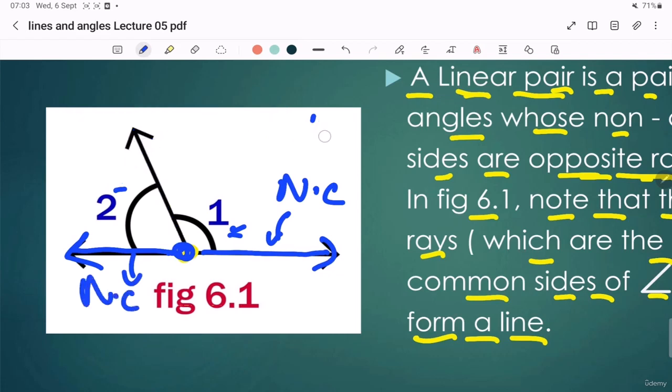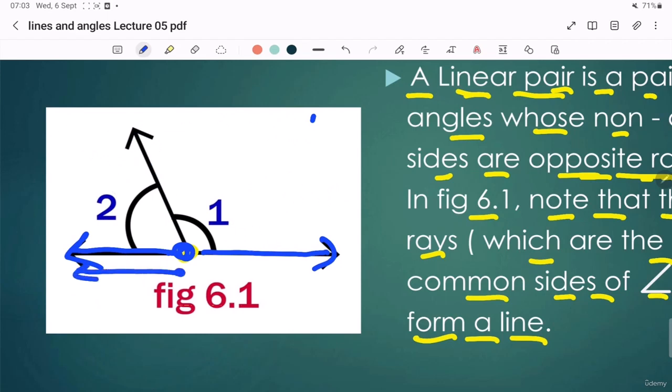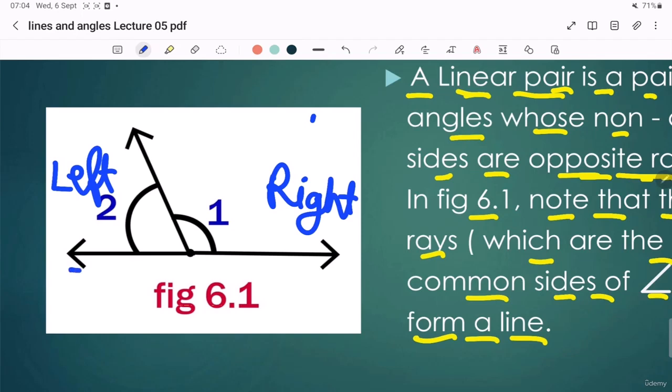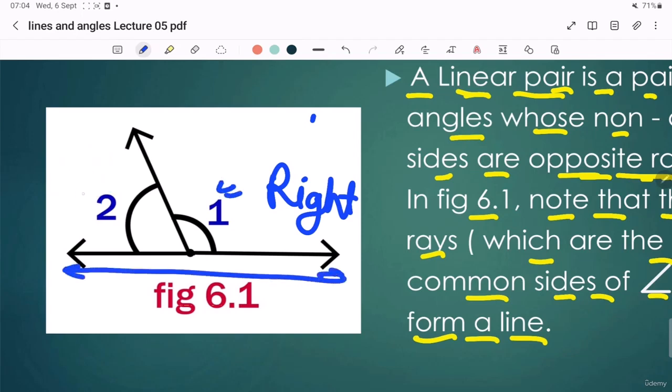Now as you can see, these non-common arms are opposite rays. One ray is going in this direction and another ray is going in this direction. This is going in the left direction and this is going in the right direction. So these are forming a straight line. As you can see, these two rays are forming a straight line. So these angles, angle 1 and angle 2, are a linear pair.